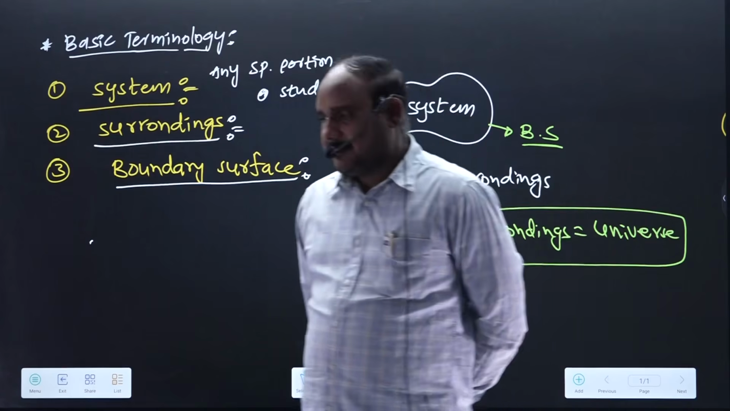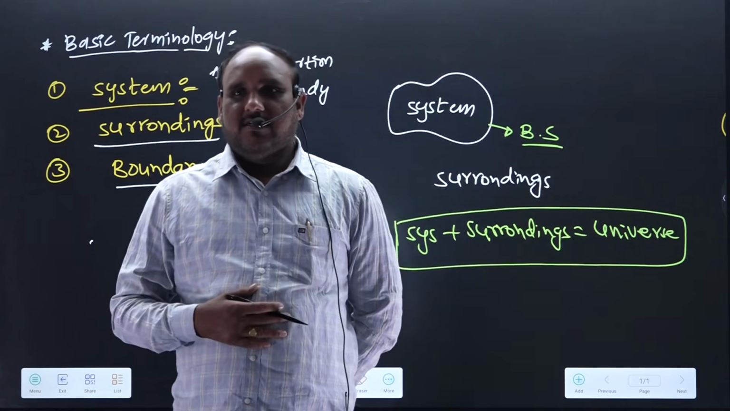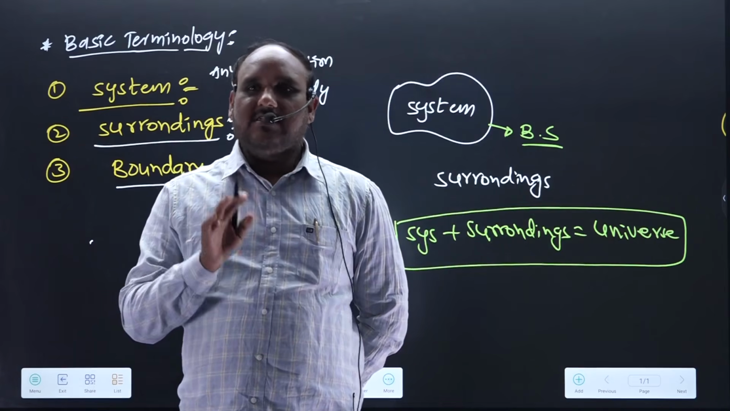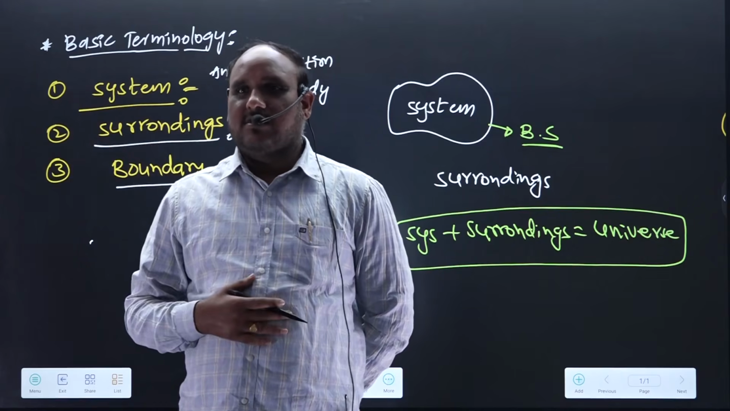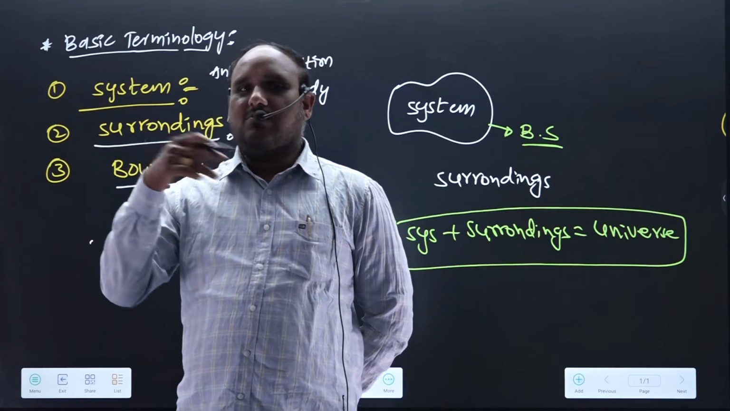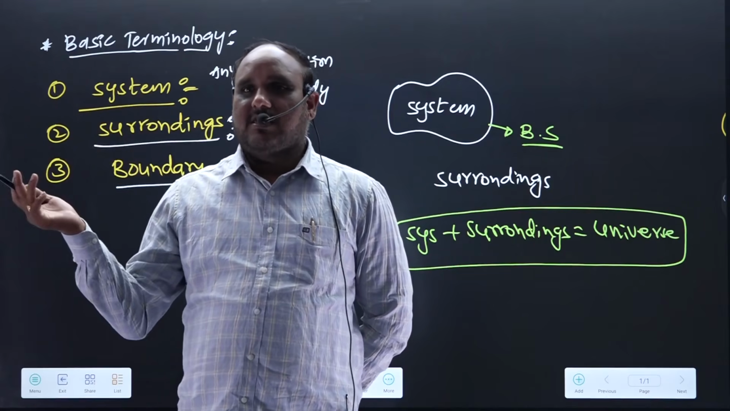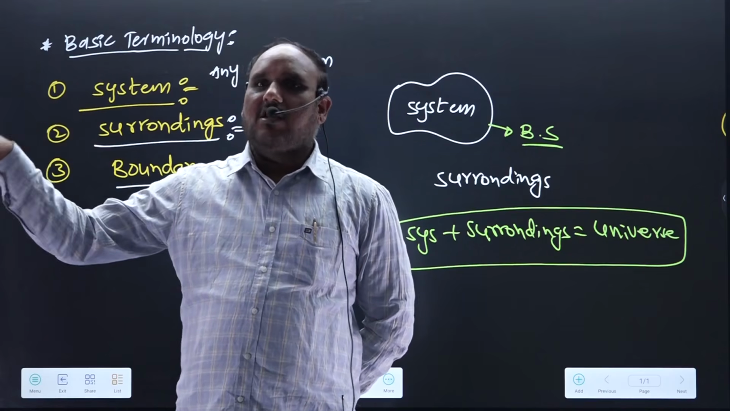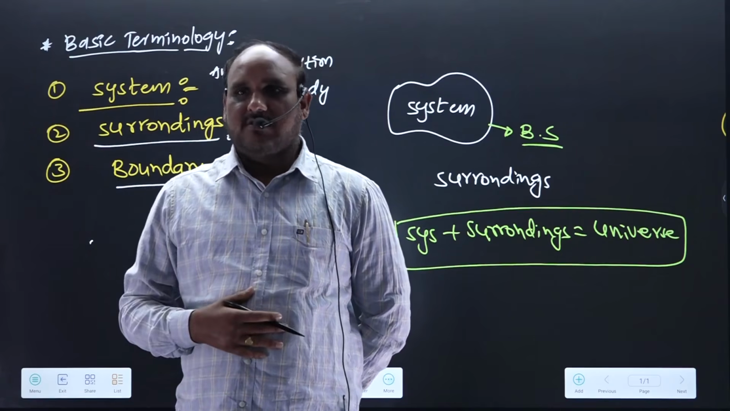For example, an entire building will be there. So our class is the system. The remaining area of this building is what? Surroundings. System plus surroundings becomes the overall building, right? So here system and surroundings are divided with what? Walls, right? So this wall is known as what? Boundary surface.